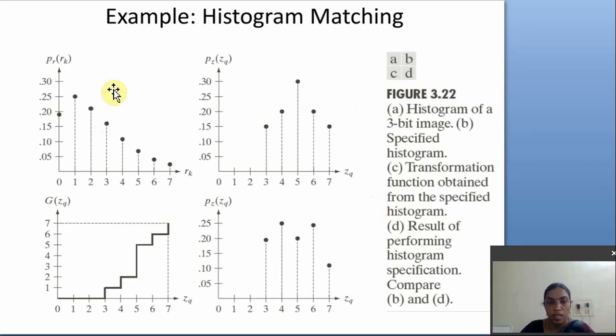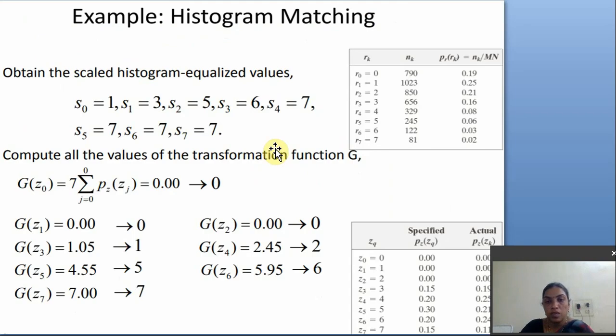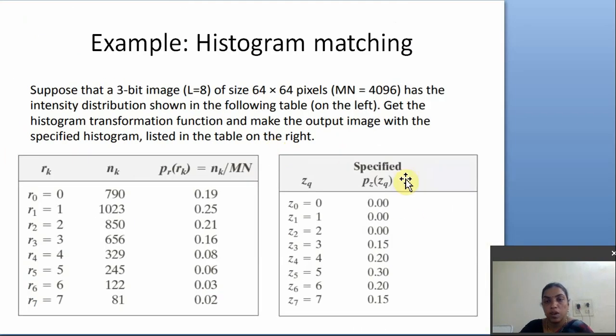So now this is the histogram for the input image. Okay, so PR of RK, here RK. This is the actual one. And this one is the specified histogram. Okay, so we just specify one histogram, our desired histogram, that is this one. This is drawn from the table.